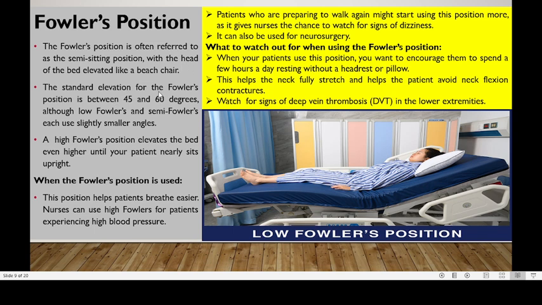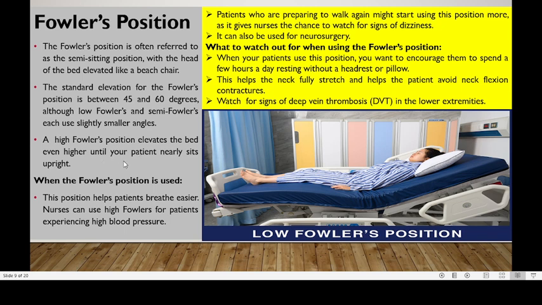The standard elevation for the Fowler's position is often 45 to 60 degrees, although low Fowler's and semi-Fowler's can use slightly lower angles. A high Fowler's position elevates the bed even higher until the patient nearly sits upright.